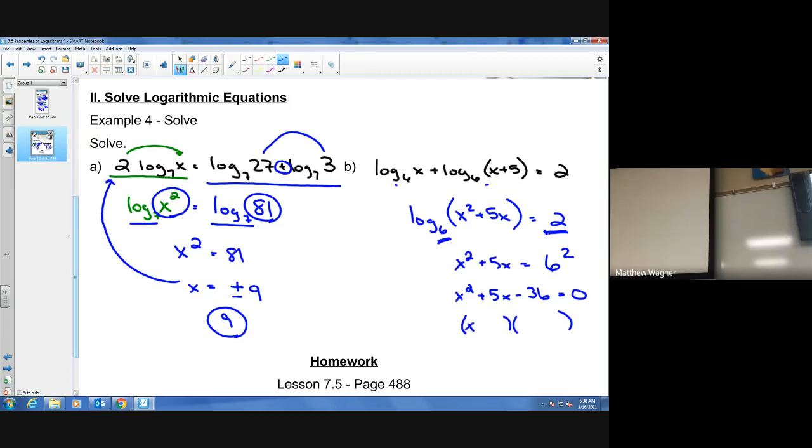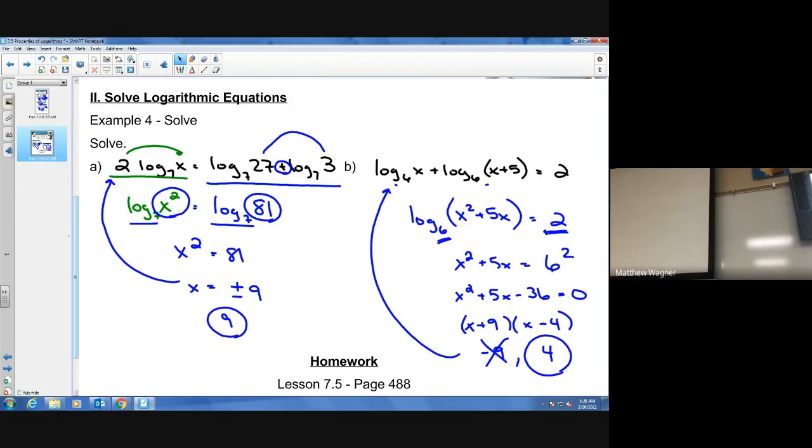So we have x plus 9, x minus 4. We get our 2 answers. When we go back to the original to check, we can't plug in a negative. So the only answer that works is positive 4. Okay? Be super mindful on this question. These types of questions are almost always missed on the quiz and test. Okay? When you have a single logarithm, we use that definition.